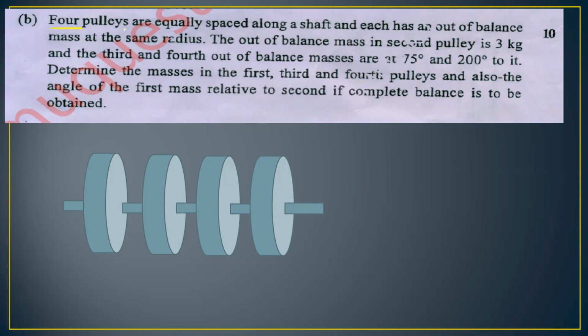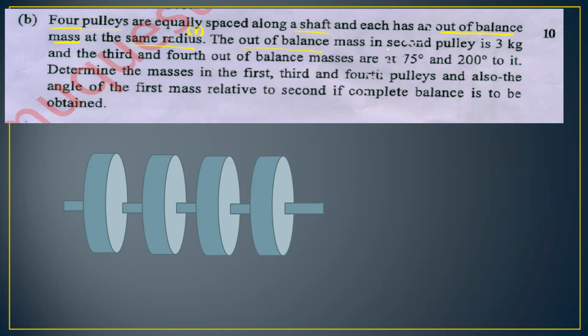So in this problem, 4 pulleys are equally spaced along a shaft, and each has an out of balance mass, that is called as eccentric mass, at the same radius. So radius is not given. So let us take this radius as r. So all the masses are having the same eccentricity, that is equal to r.